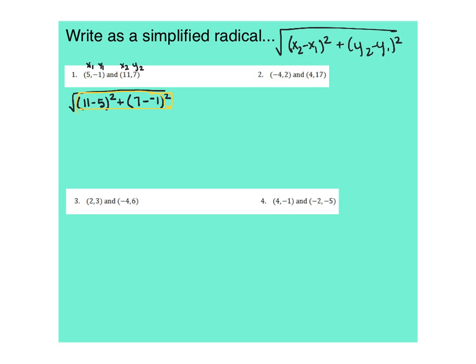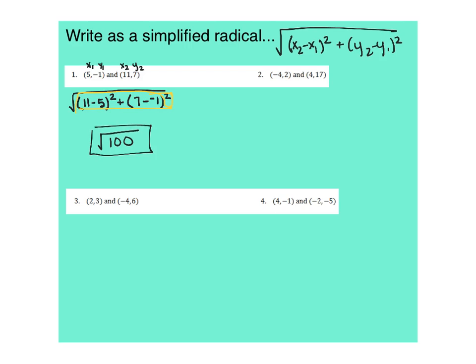So I'm going to do 11. And don't forget to put the parentheses in just like you see it. Plus 7 minus negative 1 squared. If I plug that in, I get 100. So I didn't touch the square root. It's still a square root. And then underneath it is 100. And I'm going to leave it just like that.